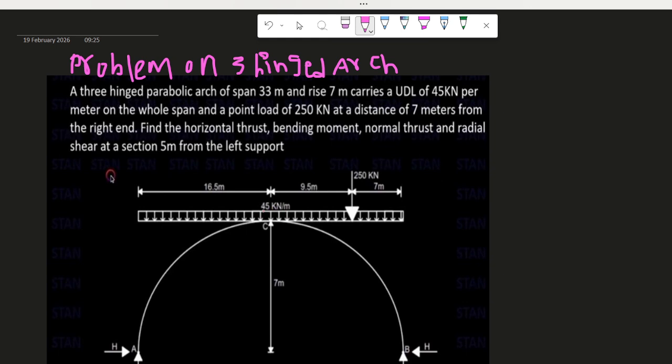The UDL is 45 kilonewtons per meter over the entire span length, and a 250 kilonewton point load acts at a distance of 7 meters from the right end. Next, find the horizontal thrust, bending moment, normal thrust and radial shear at the section 5 meters from the left support.